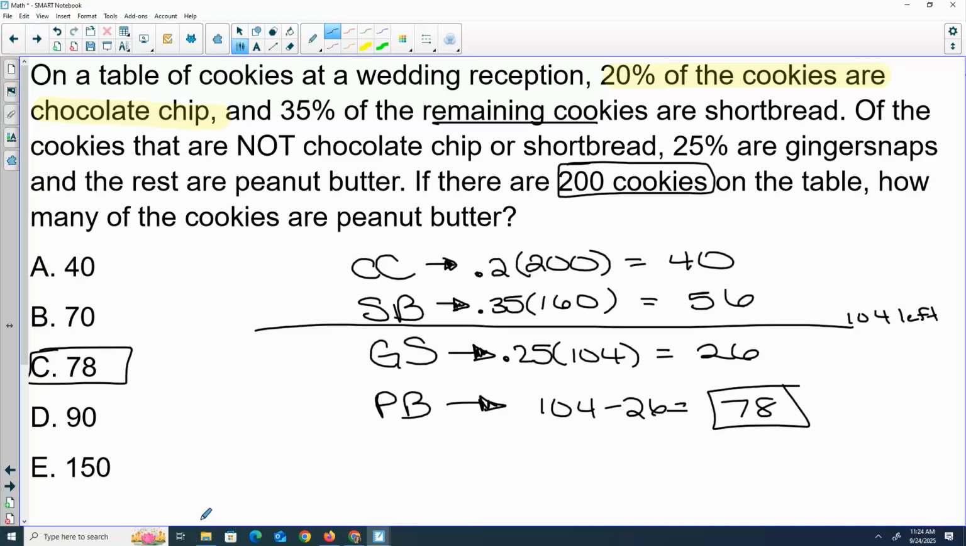Is that the only way of doing it? Absolutely not. But taking the time to break it into pieces and labeling, so I kind of had to keep track for myself what I had, that can help a lot. So I read it once to figure out, okay, I've got to keep track of all these different cookies. The second time to take it piece by piece and do my calculations. Any questions there?